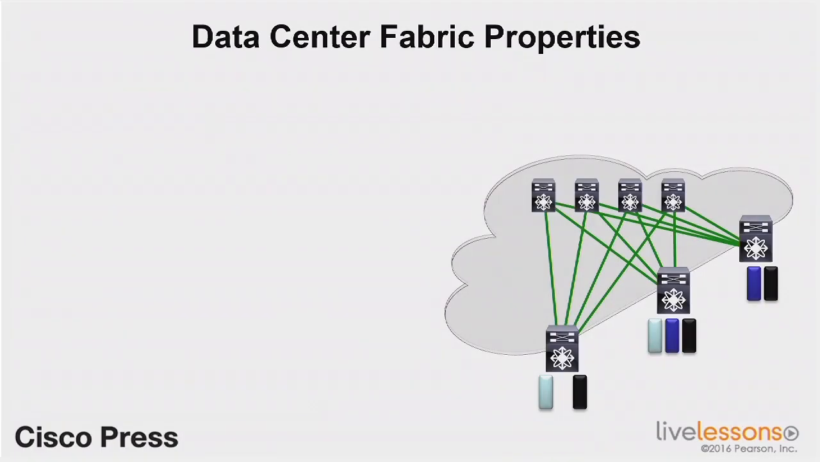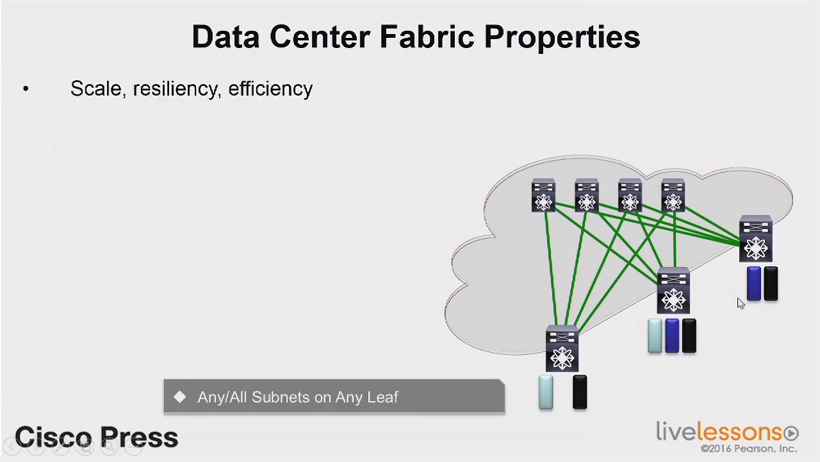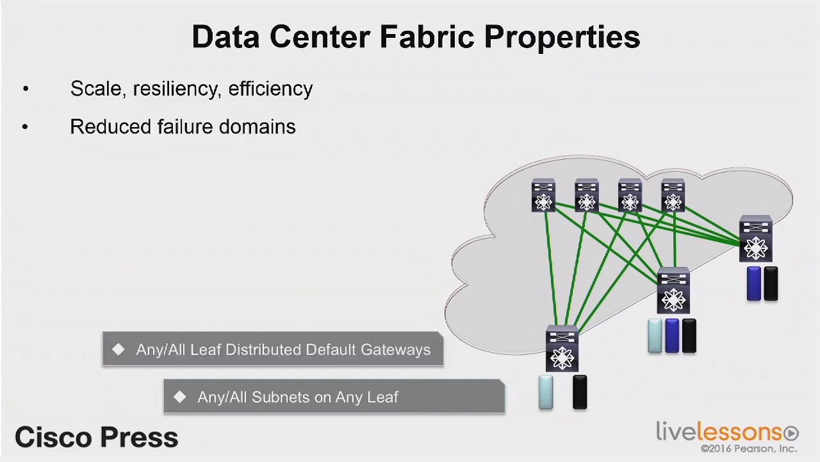Data center fabric properties. So here I have my fabric, spines, and leafs. I have my attachment points happening at the leafs. The goal is to have scale, as I mentioned earlier. So east-west, I want to have high resiliency and high efficiency, as well as predictable latency. I want to have any VLAN, any subnet, anywhere pervasive throughout this fabric.